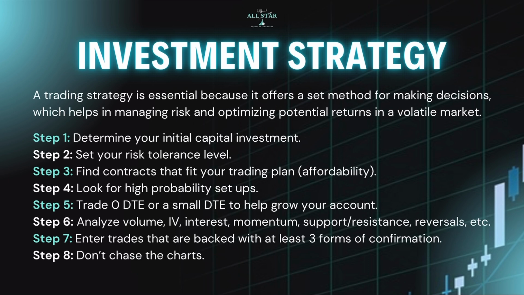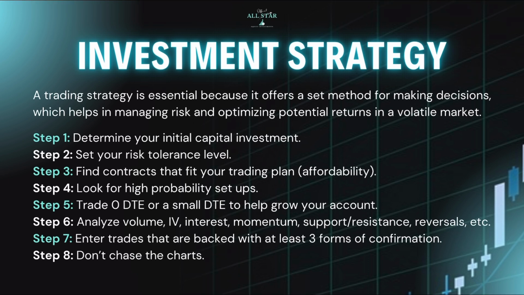Step four is looking for high probability setups. Again, that's the only type of setups you should be trading. You should never trade anything that's not going to be high probability because it's not to your benefit. Step five is going to be trading zero DTE or at least small DTE just to help grow your account. And I always recommend this for new traders simply because, again, it's affordable. The contracts, when they have a smaller time frame of expiration, are a lot more affordable.